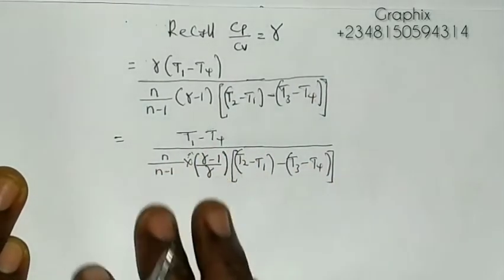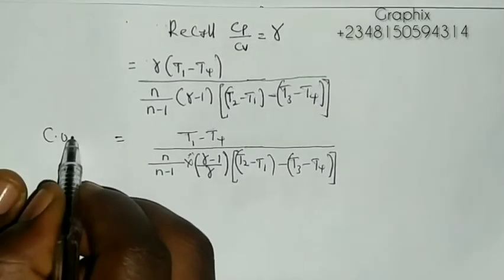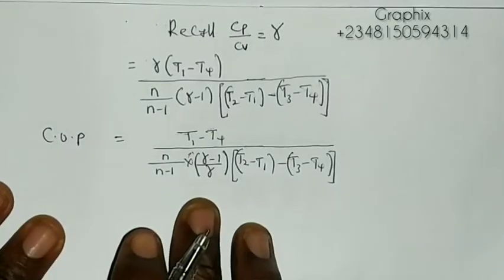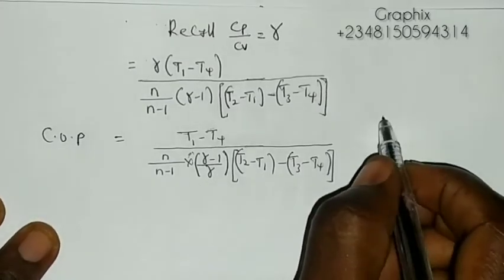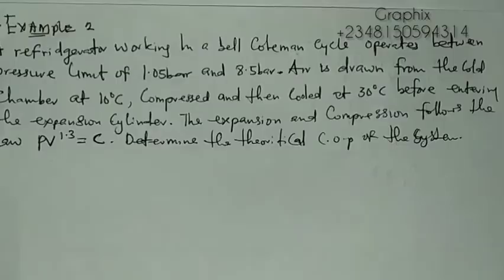So from here, this is our COP when it follows the law of polytropic process, when it follows the law of what? PV raised to the power n equals C, right?